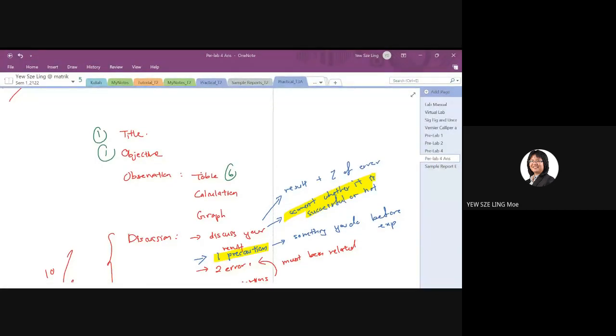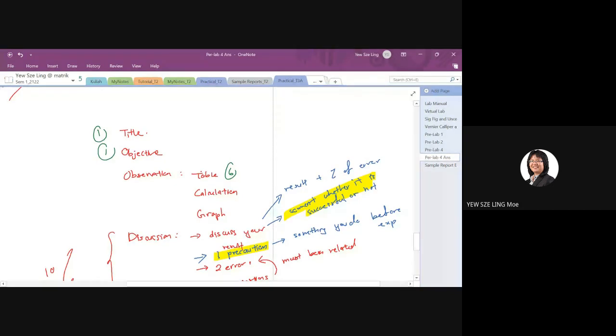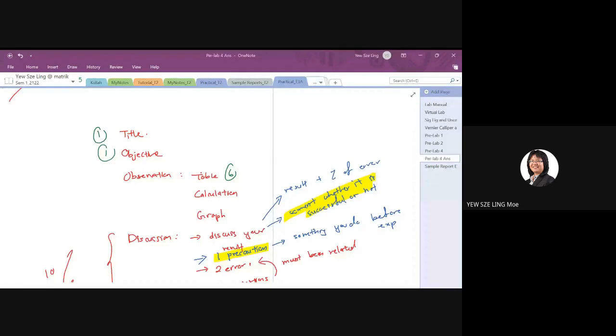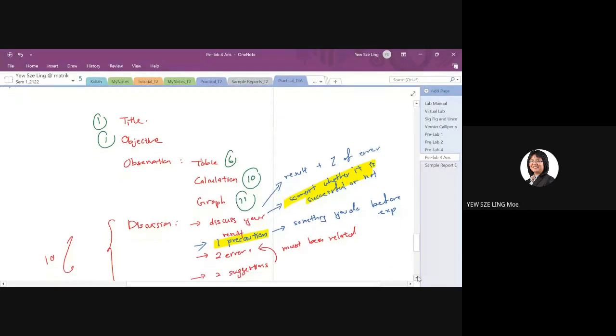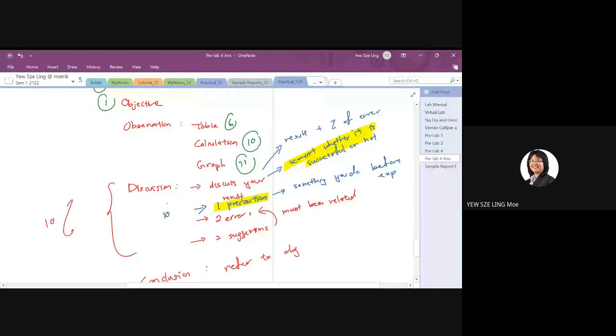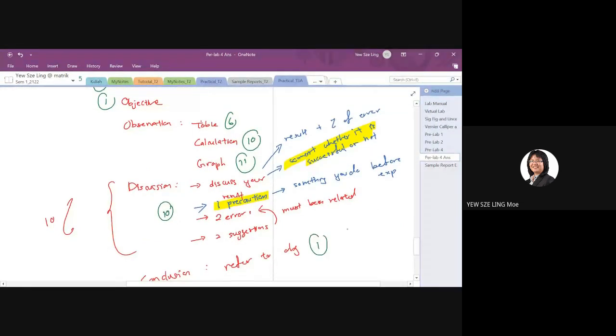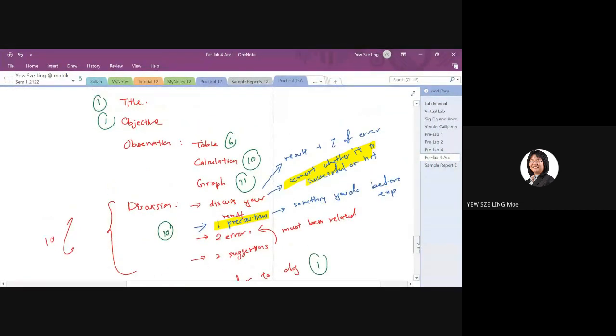And then, your calculations for centroid, gradients, and also the required value are now 10 marks. Okay, 10 marks for the calculations. Graph, the correct graph and everything, is 11 marks. And then discussions 10 marks, conclusions 1 mark. So this is the new format. All right, this is the new format.